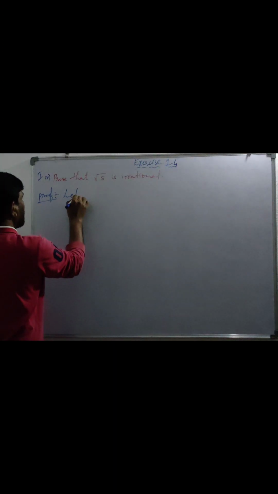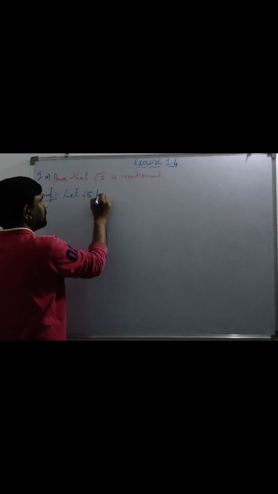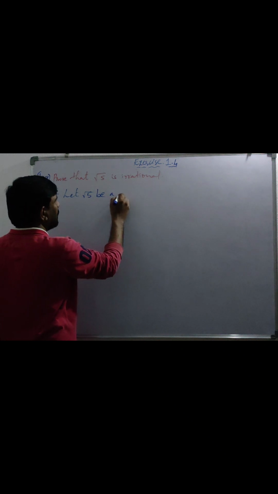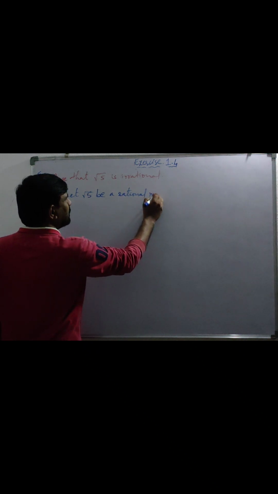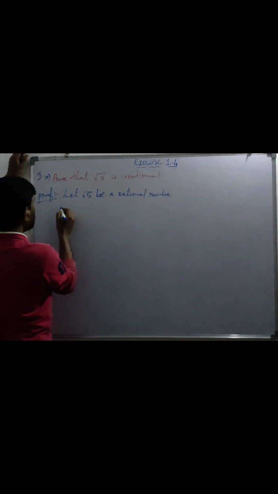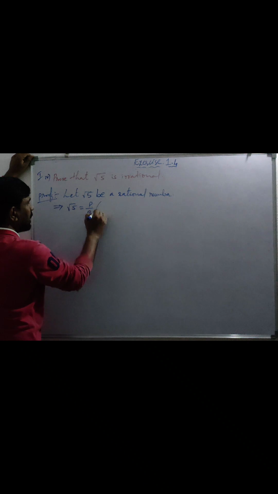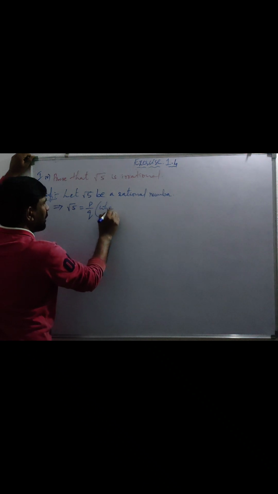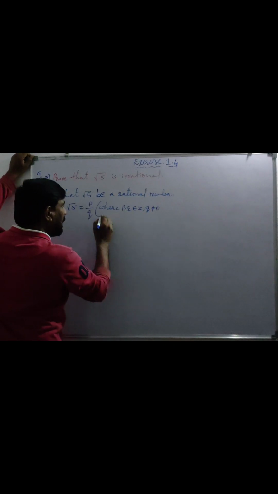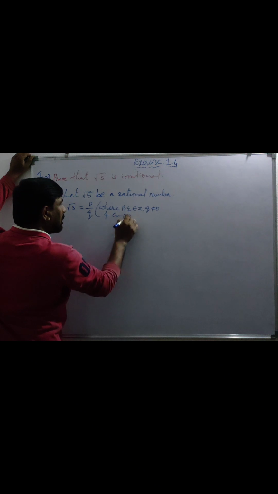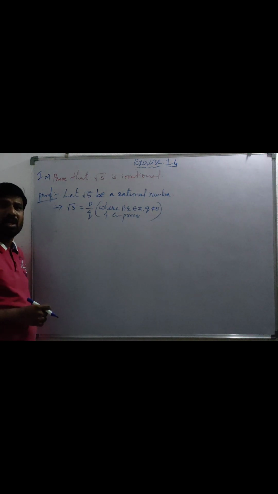So first I am assuming, let root 5 be a rational number. Once it is a rational number, it should be in the form of p by q, right? Root 5 is equal to p by q, where p, q belong to integers, q is non-zero, and they are co-primes. This is compulsory. P and q should be co-primes, right?